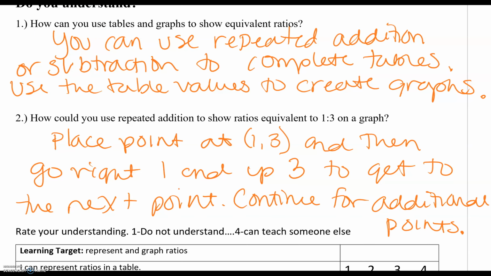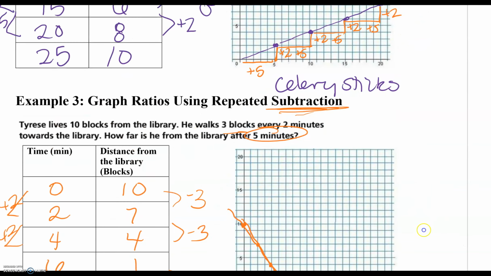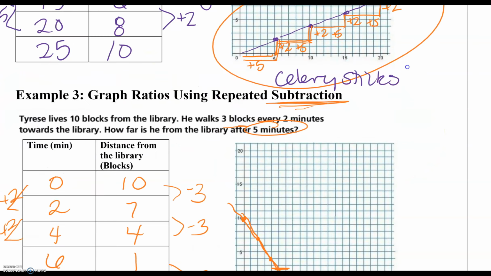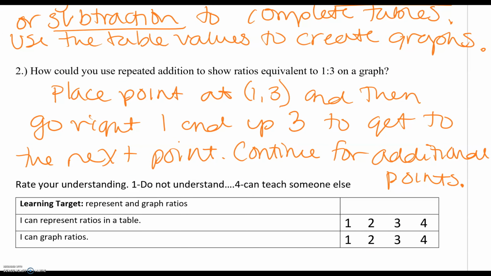You can look at my answers here, but you can use repeated addition or subtraction to complete your tables and plot your values. And then for number 2, place a point at 1, 3, and then go right 1 and then up 3 to get to your next point. We looked at an example of this really in example 2. Just like here, we were adding 5 in our table, we were going right 5, up 2, right 5, up 2, just like our table. So that's where that question comes from.